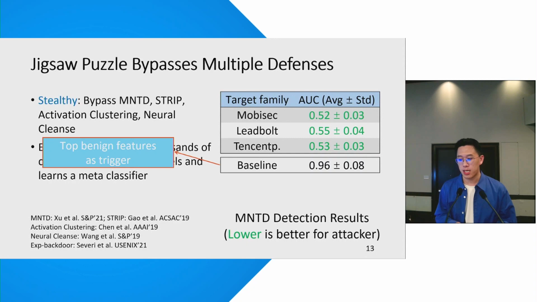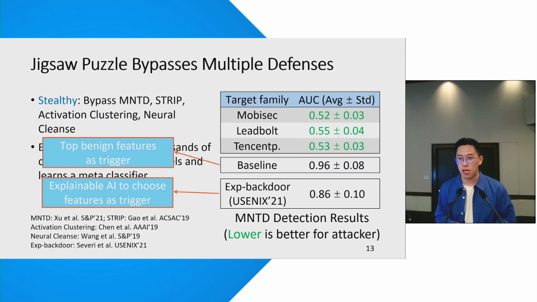We also evaluate on a baseline model that is a conventional backdoor using top benign features as the trigger. MNTD is very effective against the baseline with 0.96 AUC. We also evaluate a most related work, explanation-guided backdoor. They use machine learning explanation to find some features to choose as the trigger. We can see that MNTD can detect it with 0.86 AUC. In short, we show that Jigsaw puzzle is much stealthier than the baseline and explanation-guided backdoor.